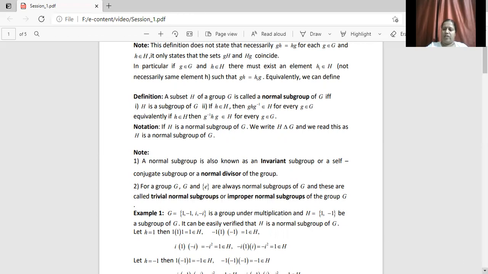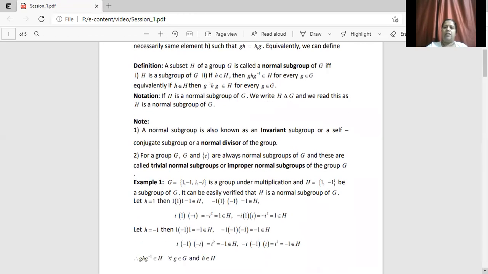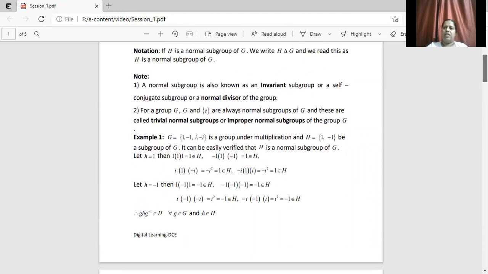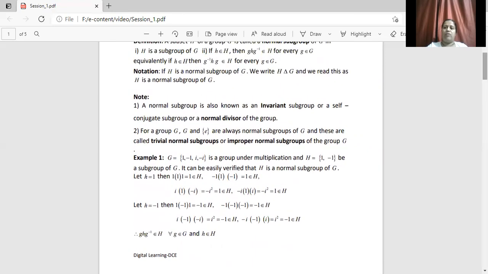So now we learned the definition of a normal subgroup, which is when we consider H as a subset of the group G and G is a group, then we can say that H is a normal subgroup of G if and only if H is a subgroup of G and ghg inverse must belong to H. Then only we can say H is a normal subgroup of G.